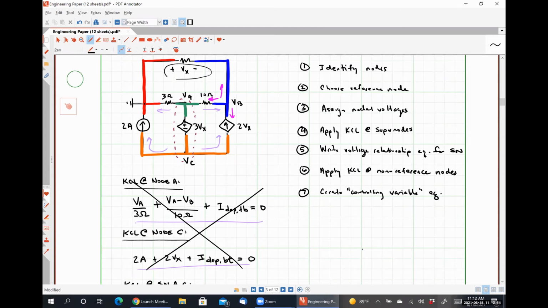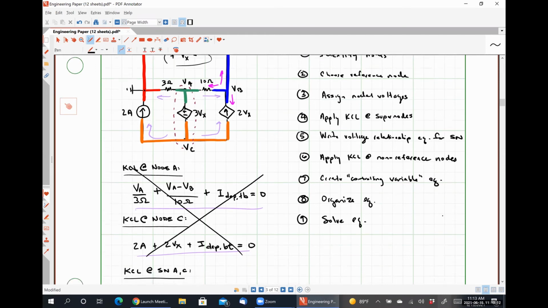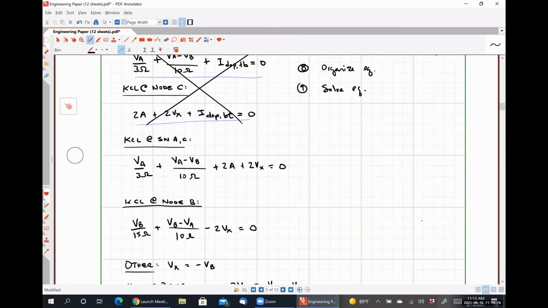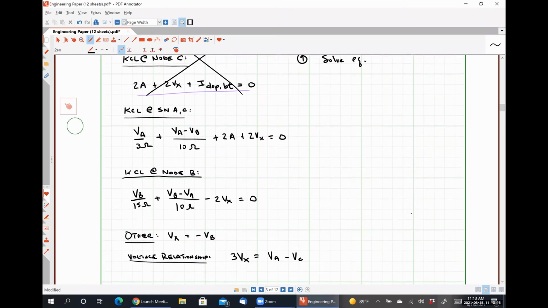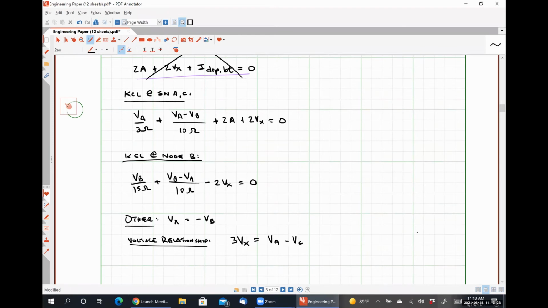after we come up with all of these equations, then we reach the point where we have to organize our equations. And then finally, solve our equations. All right, where we could express everything in terms of our nodal voltages, VA, VB, and VC now, and then solve for them.